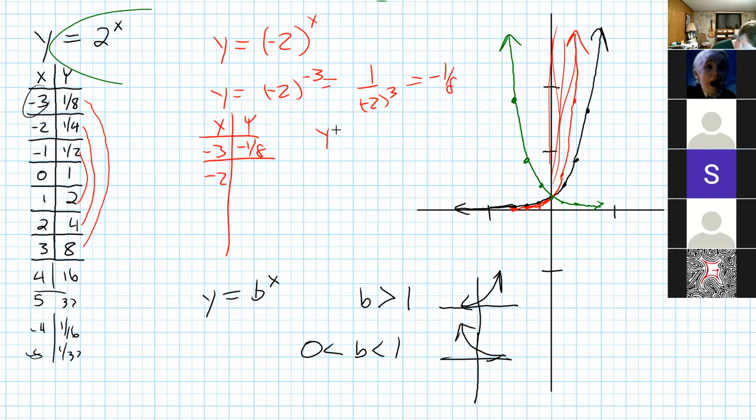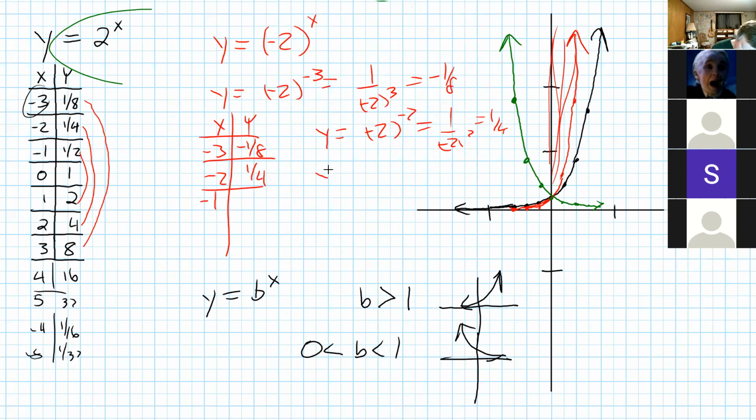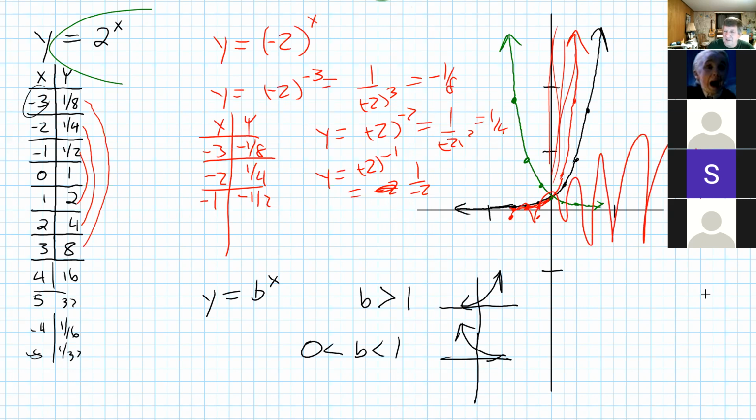At -2, y equals -2 to the -2 power, which is 1 over -2 squared, which is 1/4. If x is -1, y equals -2 to the -1, which is 1 over -2, or -1/2. Well, what happens here? When x is -3, y is -1/8. When x is -2, it goes up to 1/4. Then it goes down to -1/2. And this thing, I guess you could say, oscillates. And so, in fact, you can't graph it at all.